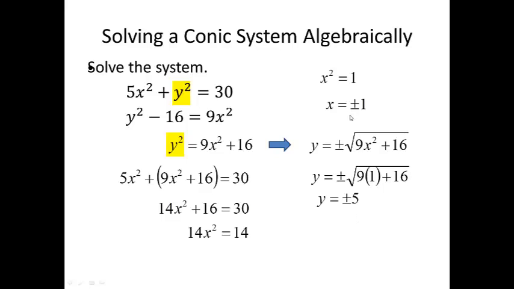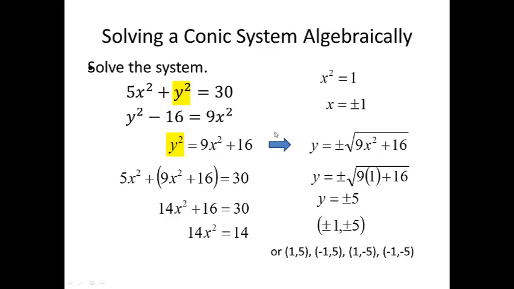Now, how many answers do we have here? Well, we'll get to use the 1 with each one of the 5s, the positive 5 and the negative 5, and the negative 1 with each one of the 5s. So we're going to have actually 4 answers. We're going to have 4 places where these two conics cross each other. We've got 2 ellipses, and they can cross each other 4 times.